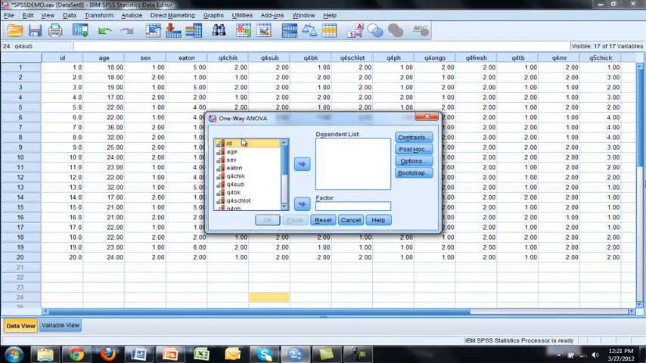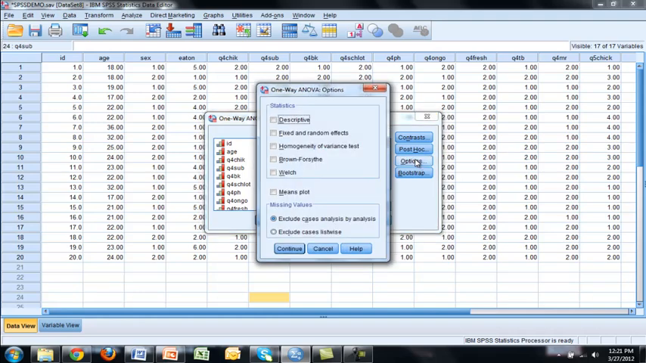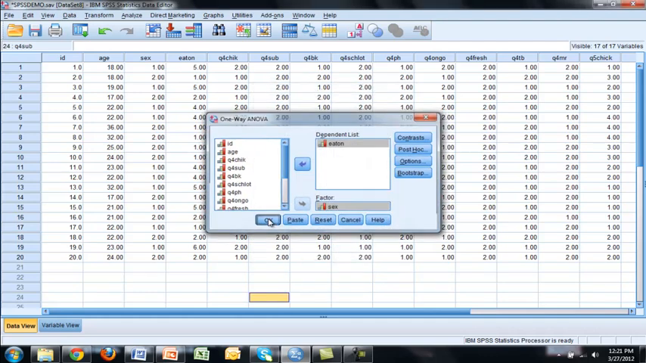Since we think there are differences across sex, sex is our factor. And we put eat on as our dependent because we believe how often you eat on campus depends on your sex. The only other thing you need to choose here is under options. You've got to get descriptives. So check that, continue, and OK.